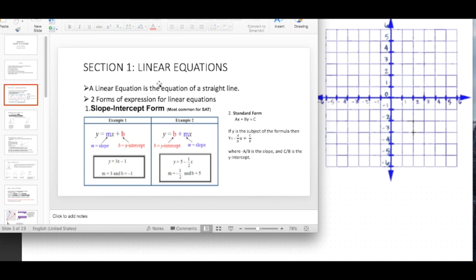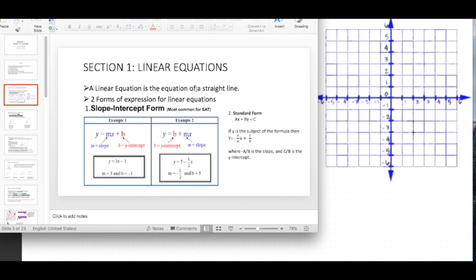What is a linear equation? A linear equation is the equation of a straight line. I'm sure most of us at some point in our academic journey, especially in our math journey, would have encountered linear equations. Linear equations are more or less two variable equations, and those variables are x and y, and we'll look at those further later on.